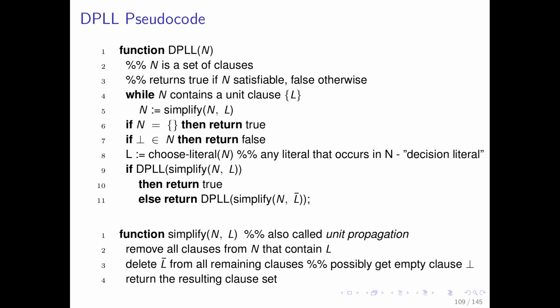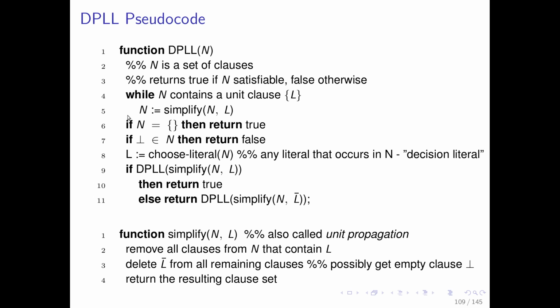So they all disappear. Then the clauses that contain the complement of L, I'm going to remove the complement of L from them. Why? Because they're going to be of the form something or something or something or false. Because by making L true, I'm going to make the complement false. And something or false is that something. So I'm just going to delete the false. All right, so that's a simplification process.